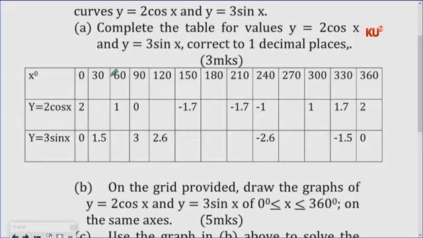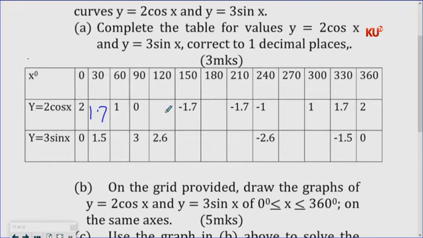That will give me 1.7. So remember, we were told to get the values correct to 1 decimal place. So I'll have 1.7. Very good. There's no need for me to confirm 60 and 90, because you have already confirmed those values. So we just need to move on to the next angle, which is 120.